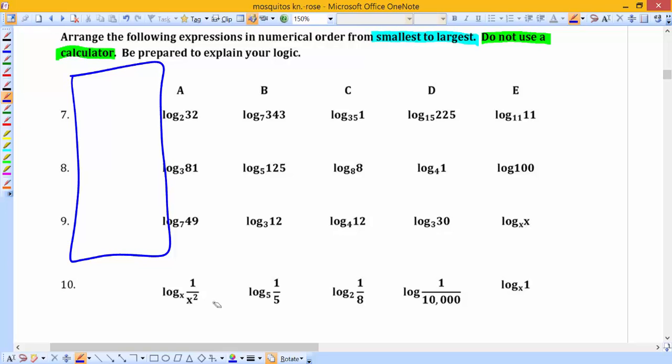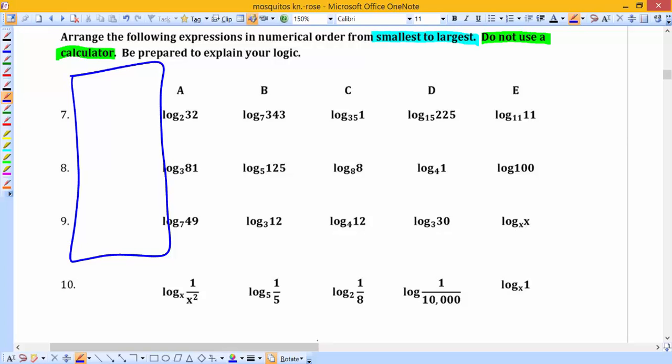Number 10, do not overthink 10. You're starting to get into some variables, and it shouldn't be that complicated. Look at the work that you're doing in some of these other ones. Look for patterns. For example, to do this first one, log base x of 1 over x squared, you might need your work from 9e. That might help you figure out what the answer is there.